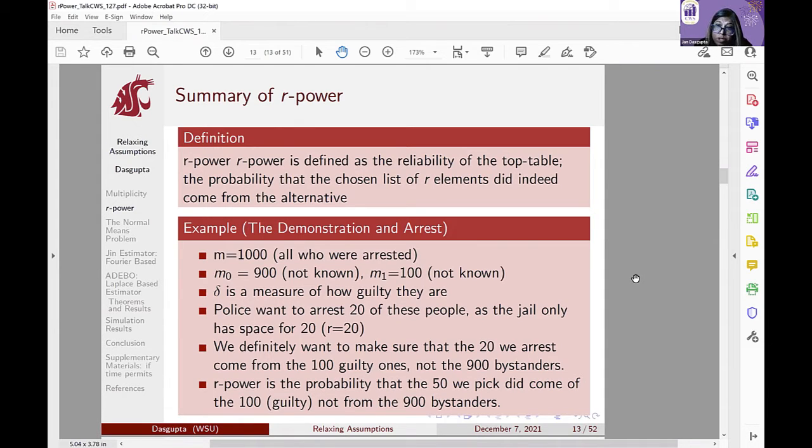So what does R power give us? R power gives us the probability that the 20 that you pick are all coming from the guilty list. Can we have more? Can we have less? Sure. But what we are really looking for is that the people that we have are all coming from the guilty list. So that's what R power is.